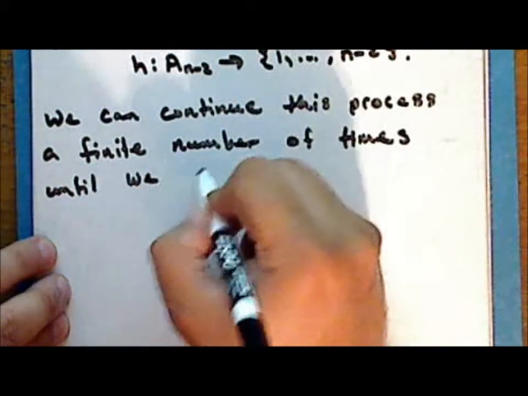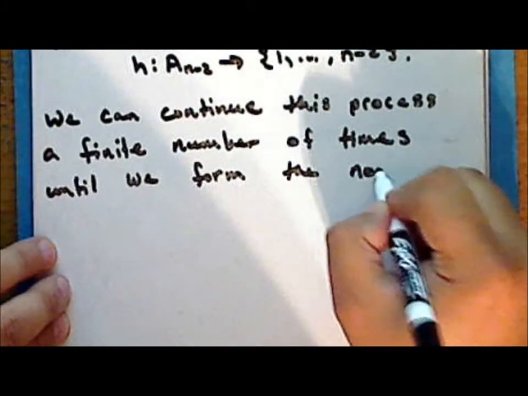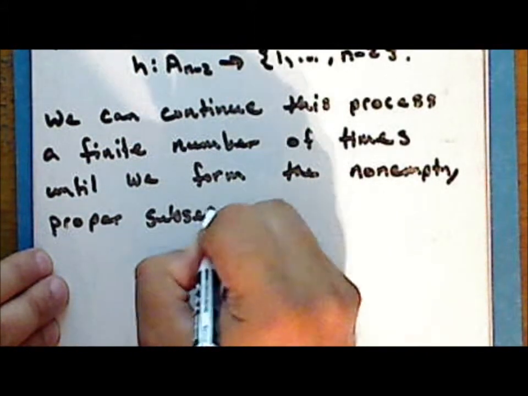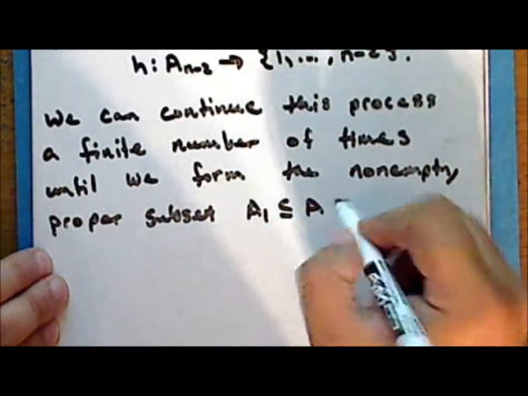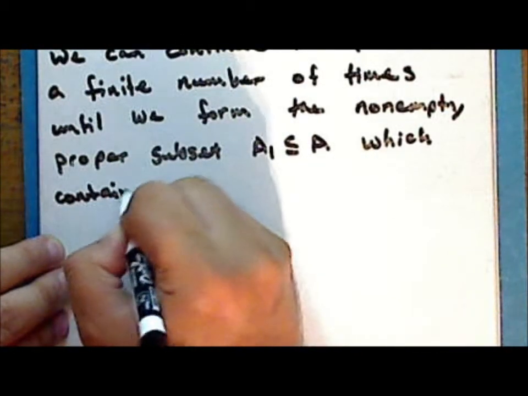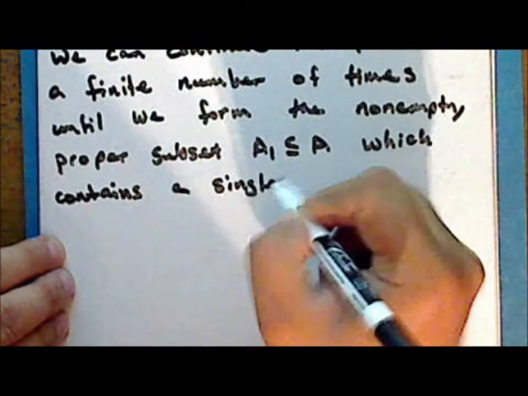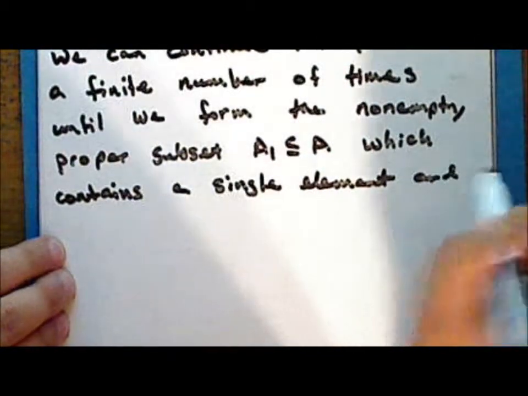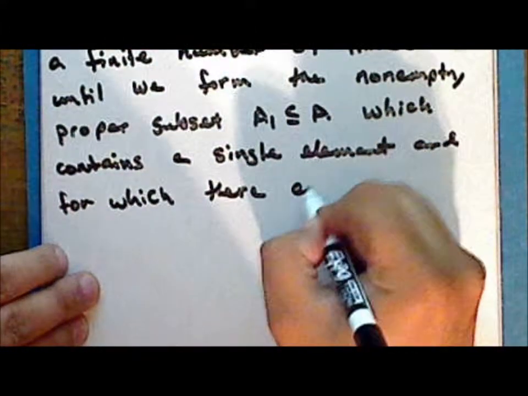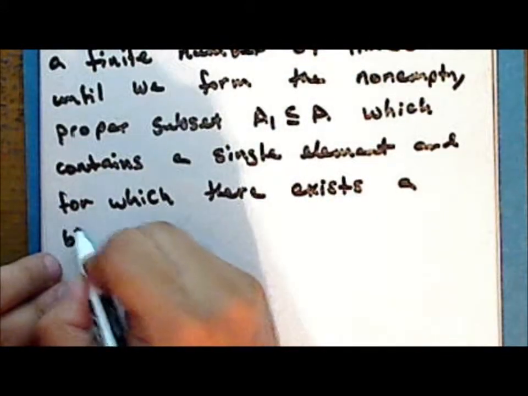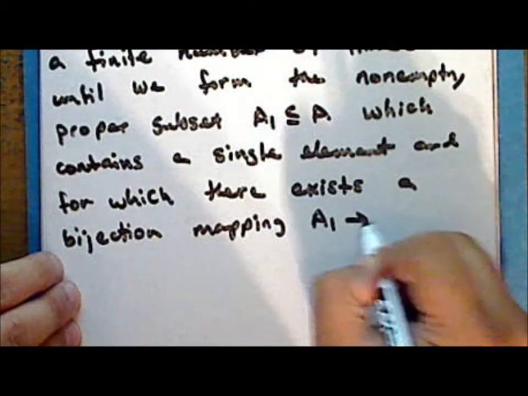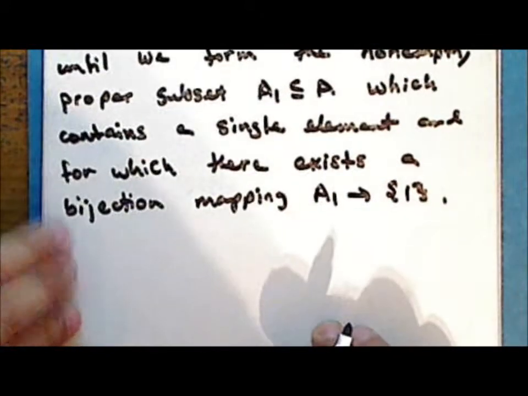the non-empty proper subset A sub 1 of the set A, which contains a single element and for which there exists a bijection mapping this singleton set into the singleton containing the positive integer 1.